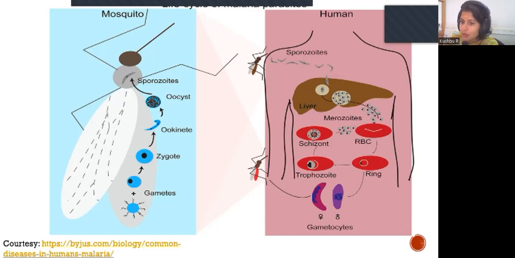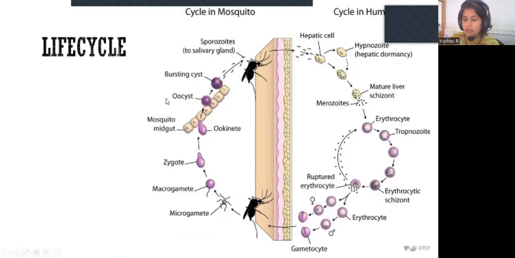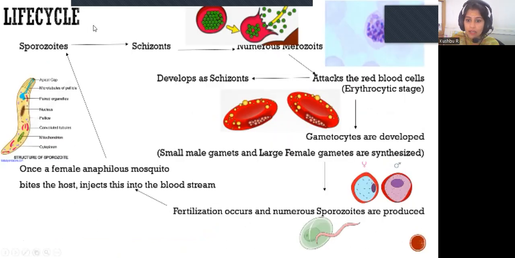These gametes are produced where the male gamete is a microgamete and the female gamete is a macrogamete. When the mosquito bites, it takes away these gametocytes, and fertilization happens inside the mosquito, where oocysts are formed, and the end product of the sexual reproduction is your sporozoites. So this is all about the life cycle of the malarial parasite, or malarial pathogen, which completes its life cycle between the mosquito and the human host. So this clearly depicts the fate of the pathogen.